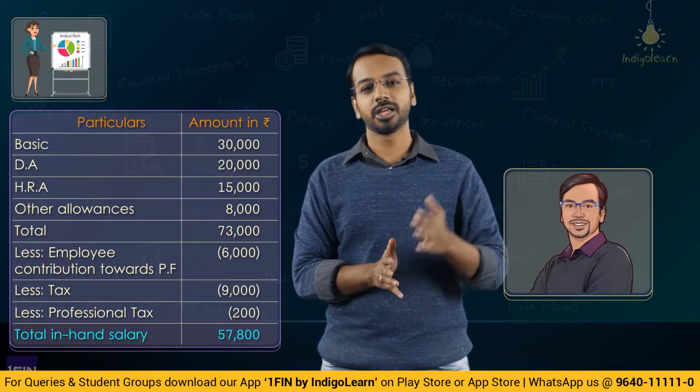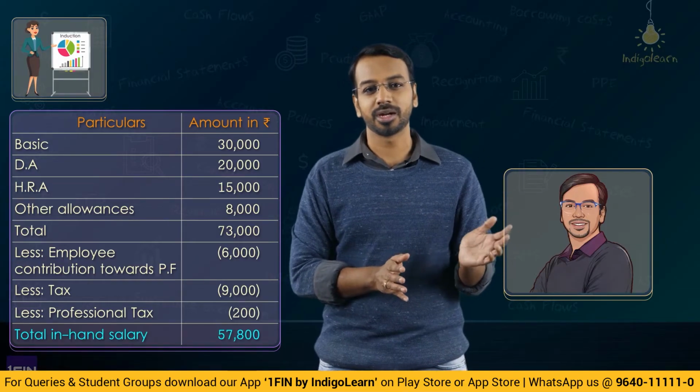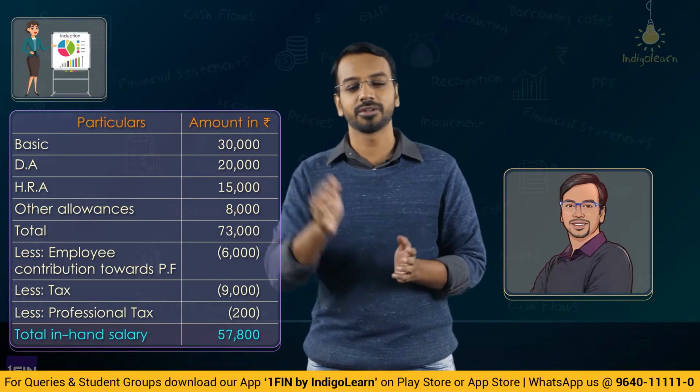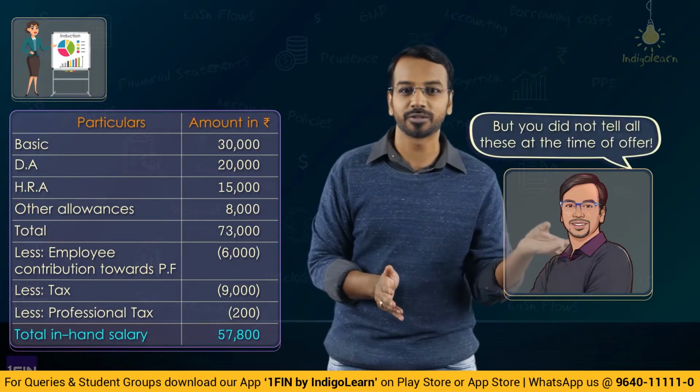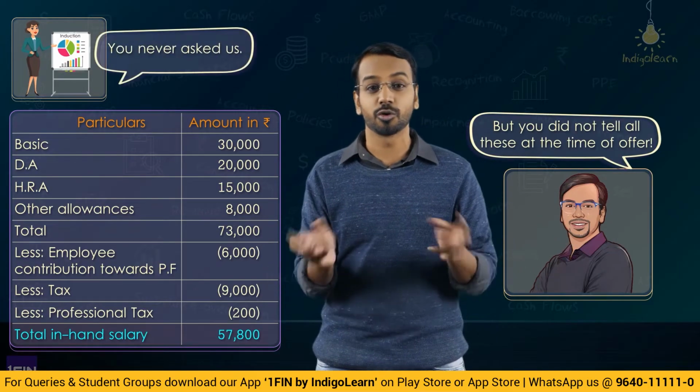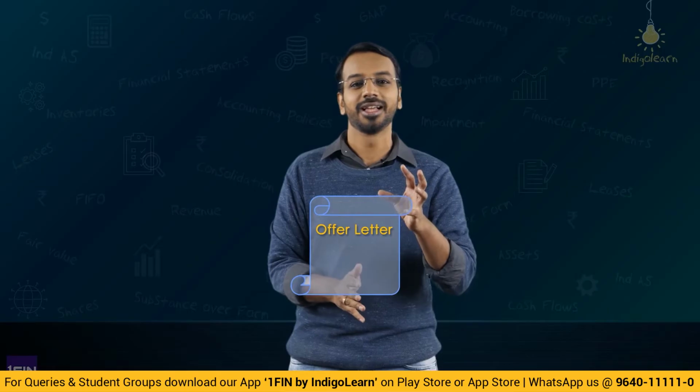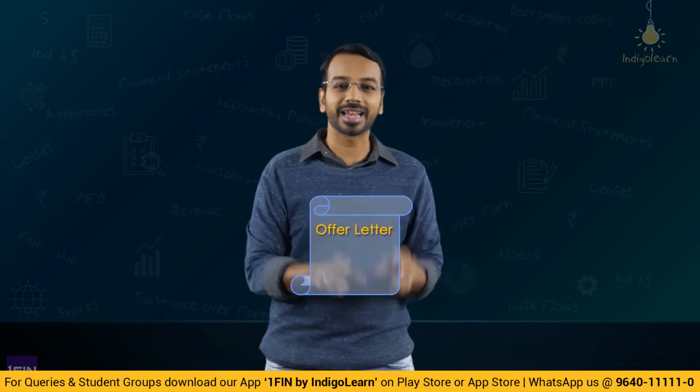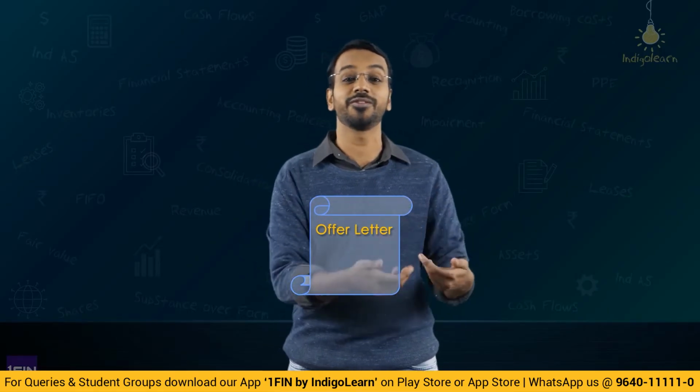We said, you told us a CTC of 12 lakhs at campus placement, and today you are saying the in-hand salary is only 57,800. Why didn't you tell us at that point of time? He said, you never asked us. So, very important for you also, whenever you get an offer letter in hand, please check what is the CTC and what is your in-hand salary, because there will be a lot of things which you will not get if you don't work with the company for 5 years or 15 years, right?